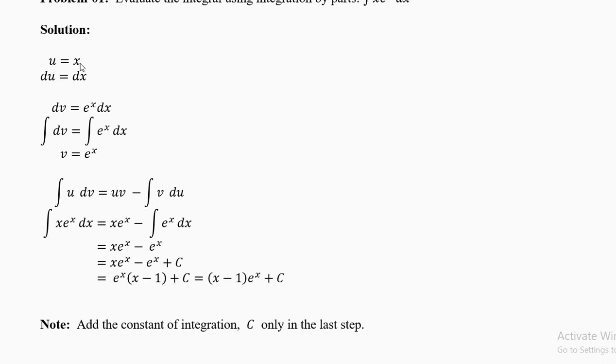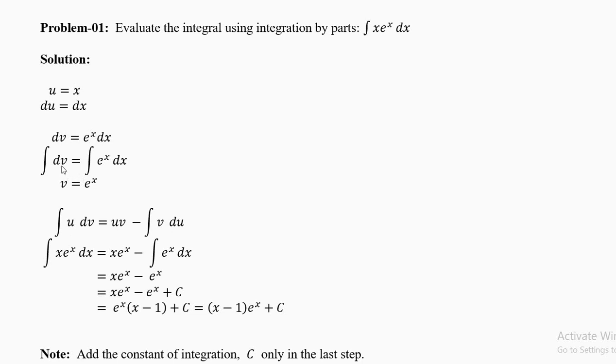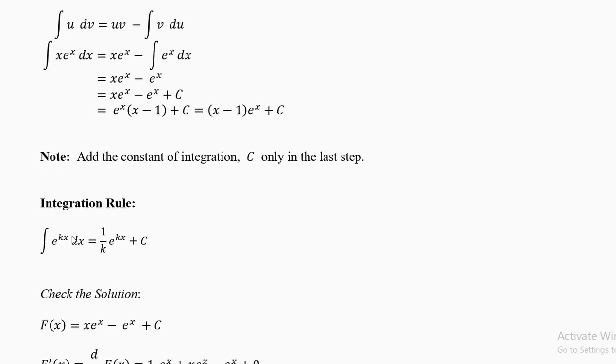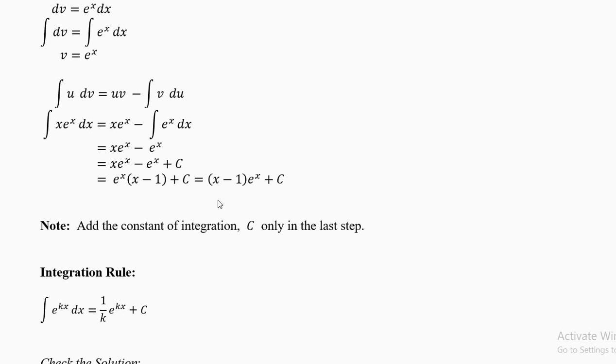So put u equal to x, du equal to dx. We have seen this kind of thing in topic 3, integration by substitution, when we switch over from x to u. Now dv equal to e power x dx. Integrate both the sides, you will get the integration of dv is v, the integration of e power x is e power x. See, the rule of integration is given here, k equal to 1, and do not put plus c in the middle steps.